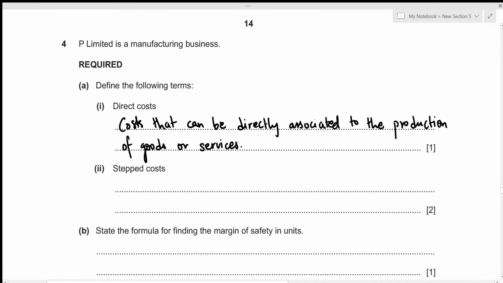Nextly, we have stepped costs. So stepped costs are fixed for a certain level of output and then it increases for another certain level of output. We can define it as the costs that are fixed up to a certain level and which increases thereafter.